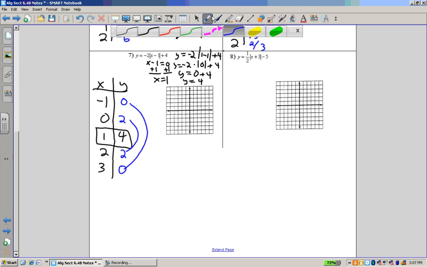We're going to go ahead and graph this. Negative 1, 0, 0, 2, 1, 4, 2, 2, 3, 0. Okay, go ahead and try to see if you can do number 8 on your own. Pause the video and see how you do.